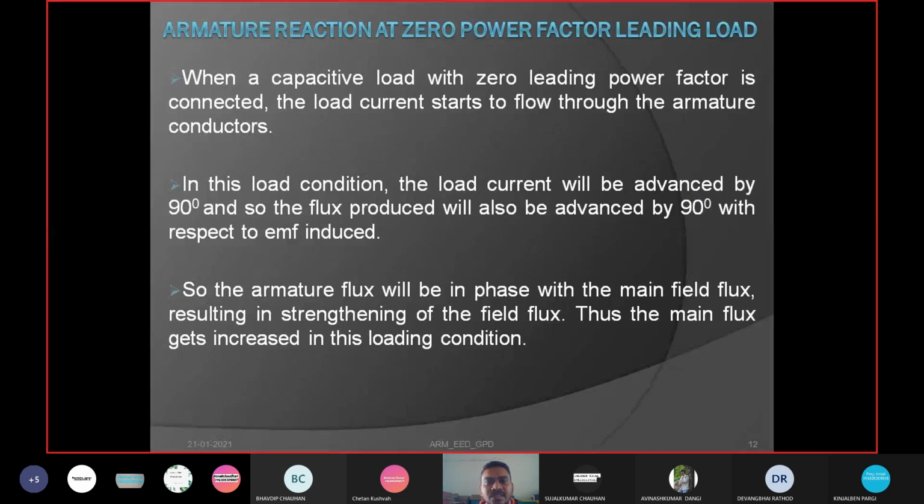Now next is the leading power factor armature reaction, the effect of armature reaction for zero power factor leading load. Same here, when a capacitive load with zero leading power factor is connected, the load current starts to flow through the armature conductors. In this condition the load current will be advanced by 90 degrees. In lagging load it is delayed by 90 degrees, but in leading power factor load the load current will be advanced by 90 degrees, and so the flux produced will also be advanced by 90 degrees with respect to the induced EMF.